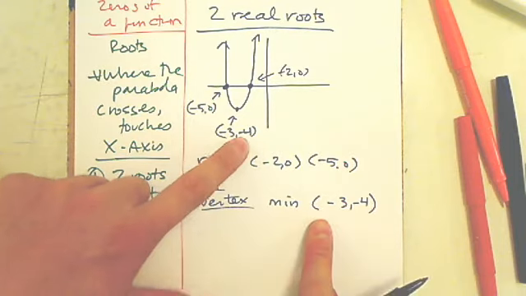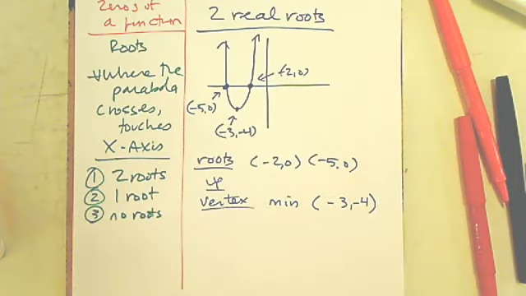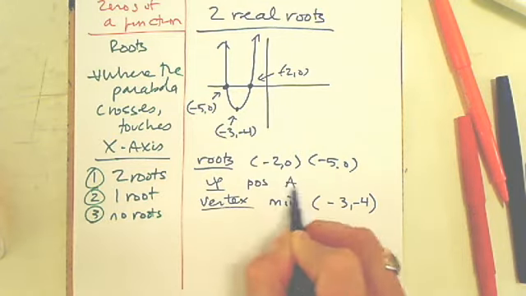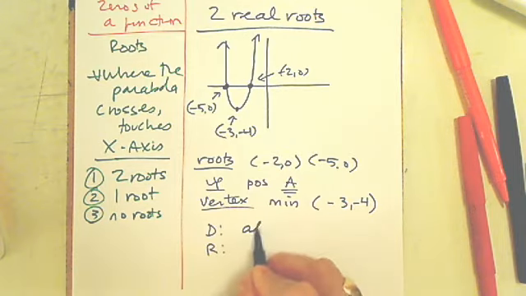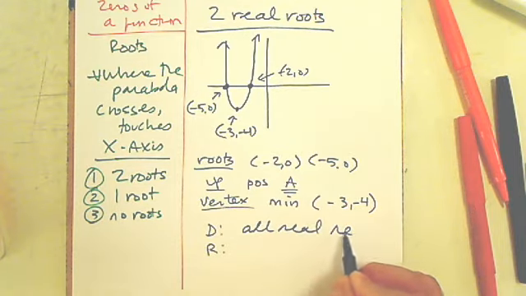Okay, so we have 2 roots, 2 solutions, opens up, because you have a positive what? Positive A. The vertex is a minimum at -3, -4. So go through every step here. We're going to find the domain and range. In this case, because you have an arrow at the end of the parabola, the domain, the x values, are all real because you're not containing it. All real.